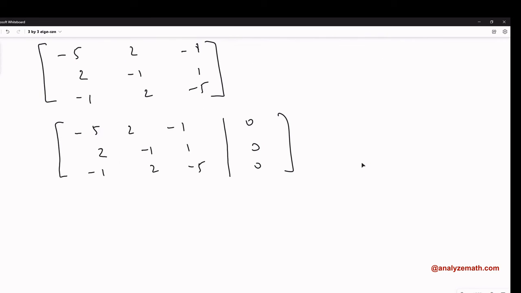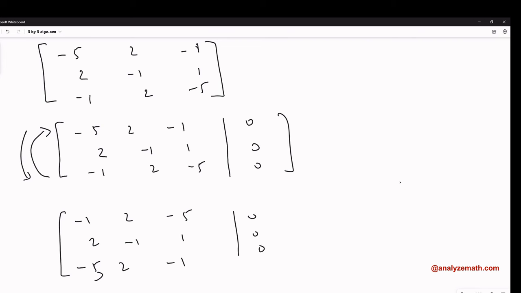And remember what we need to do: create zeros here and here. Now there is one row which has got a negative 1 here, so maybe the first step, it's good to interchange these two rows. So this one will go at the top, and the first one will go at the bottom. 2, minus 1. Now the second one unchanged. Our zeros here. Good.